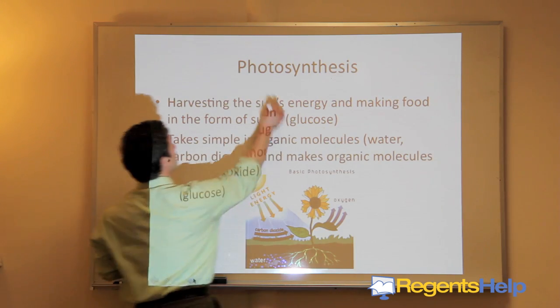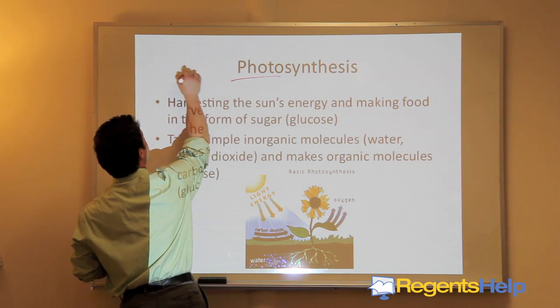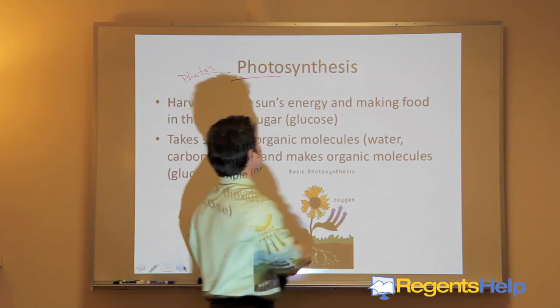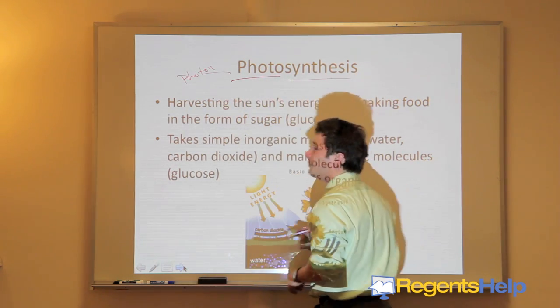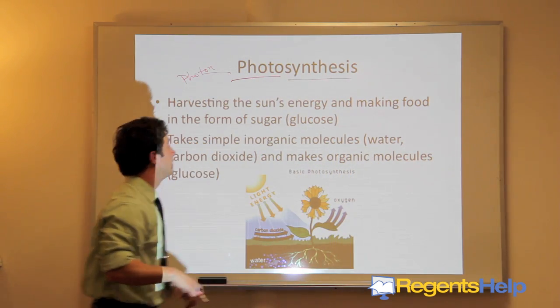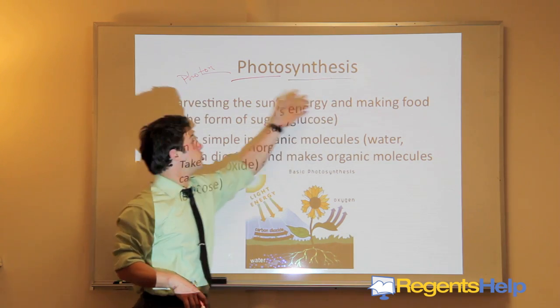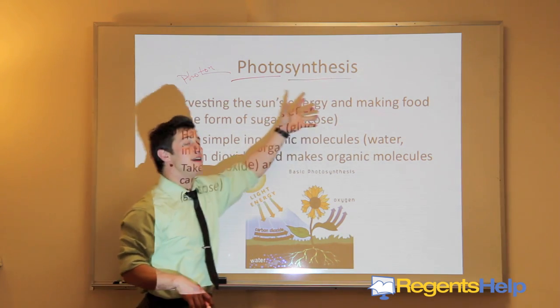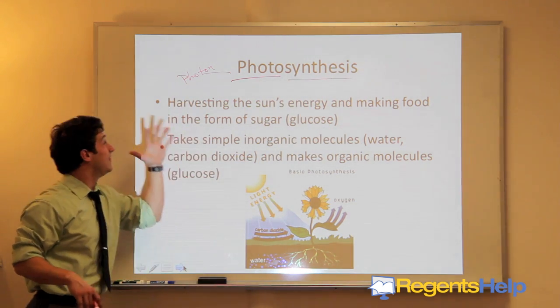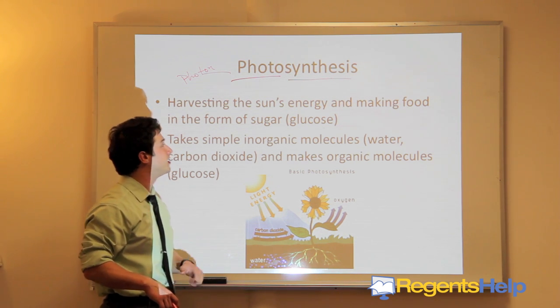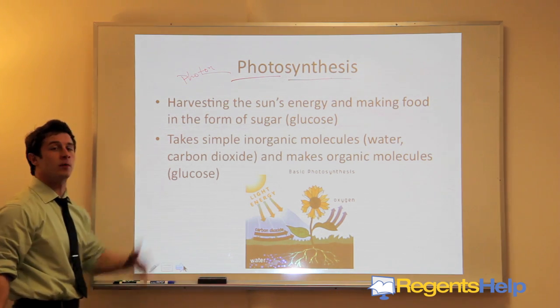Photosynthesis, let's break down this word. Photo refers to a photon, which is a unit of energy from the sun. And synthesis, we know, is to make or build, to create. So if you break down the word, synthesize, to make using the sun's energy. So we are making things using the sun's energy. And remember, this is in plants. Plants will be able to harvest the sun's energy and make food in the form of sugar.